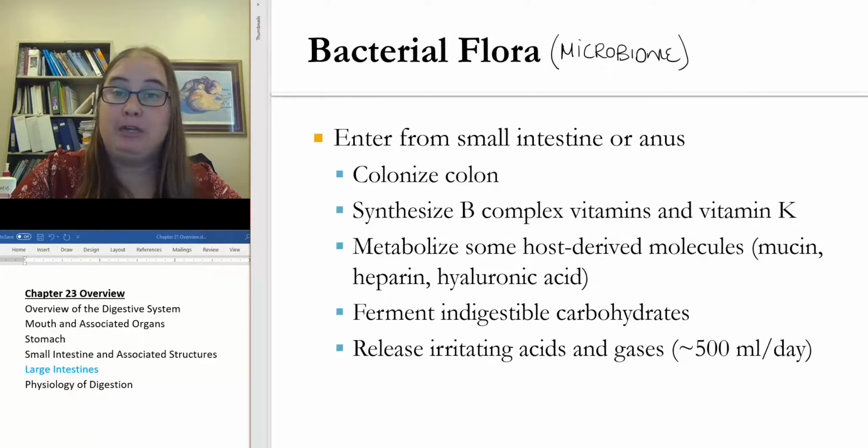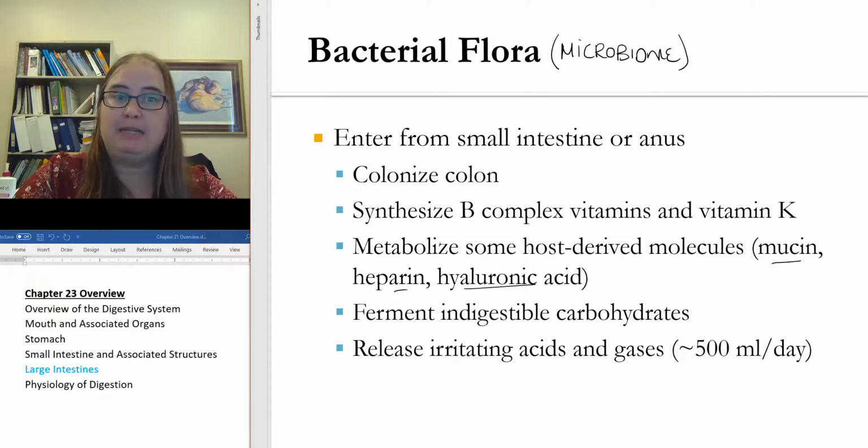The bacteria themselves will actually synthesize some vitamins, so vitamin B complexes and vitamin K, which is kind of crazy to think about, that we have this bacteria in our digestive system that is actually there to help us make vitamins. It will metabolize some of our host-derived molecules. For example, mucin and heparin and hyaluronic acid that are basically going to be defecated out serve as a nutrient source for these microorganisms.